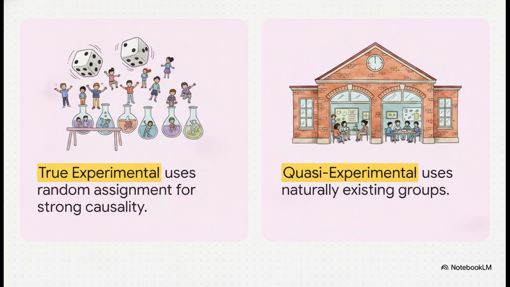We lose that perfect random assignment, relying instead on naturally existing groups, like using Classroom A for the new teaching method and Classroom B for the old method. We are still manipulating the teaching style, but we have to be incredibly careful about pre-existing differences between those two classrooms that might muddy our data.